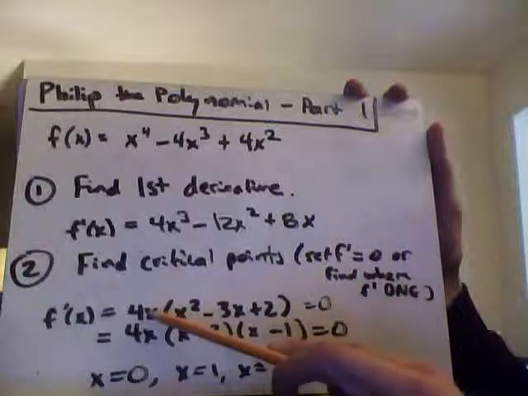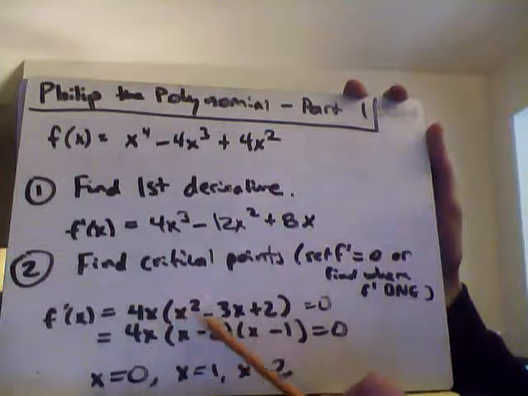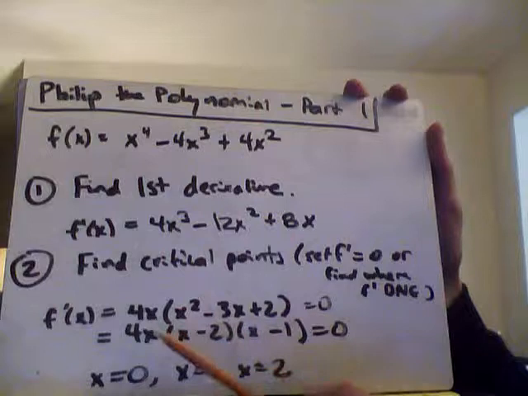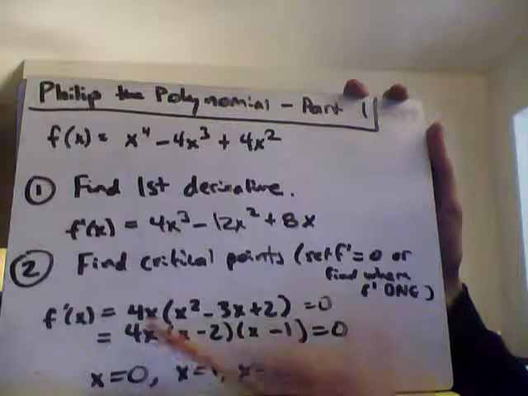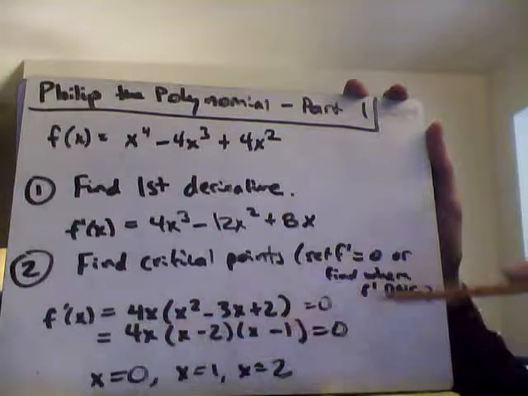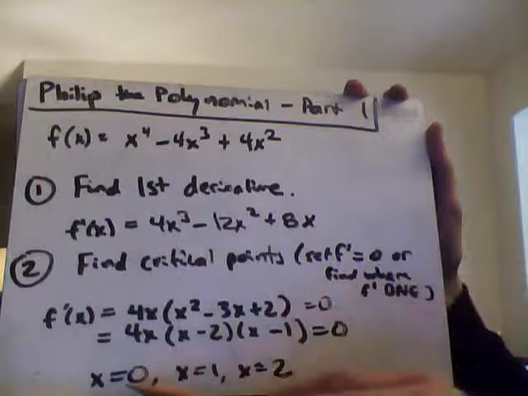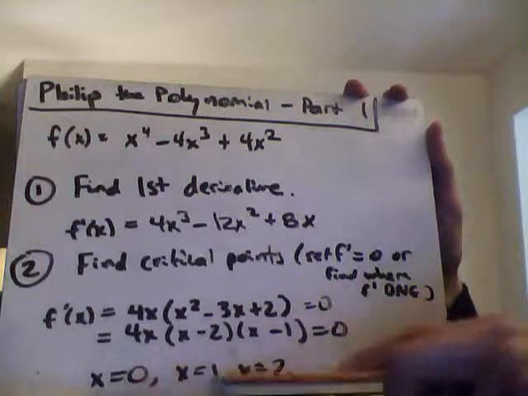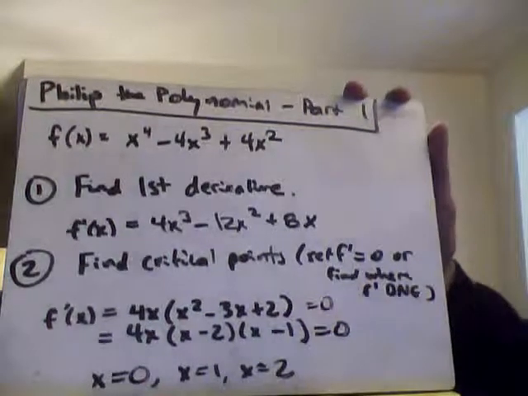When we factor out 4x, which is what each of these terms has in common, we find we're left with an x squared minus 3x plus 2. This is a typical sort of factoring problem that we've encountered before. When we factor this out, we get 4x times x minus 2 times x minus 1, which we then set equal to 0. When we set each of those pieces equal to 0, we get x is equal to 0, x is equal to 1, and x is equal to 2. 3 critical points for us to work with in this problem.